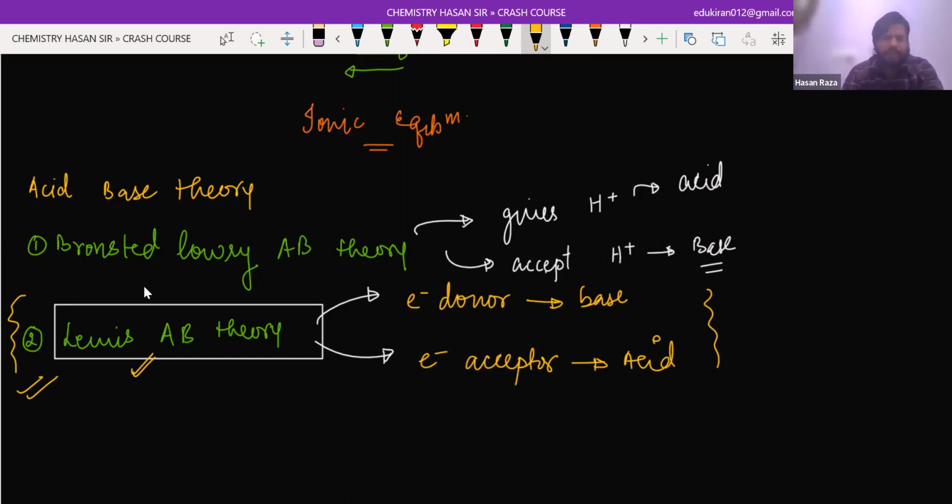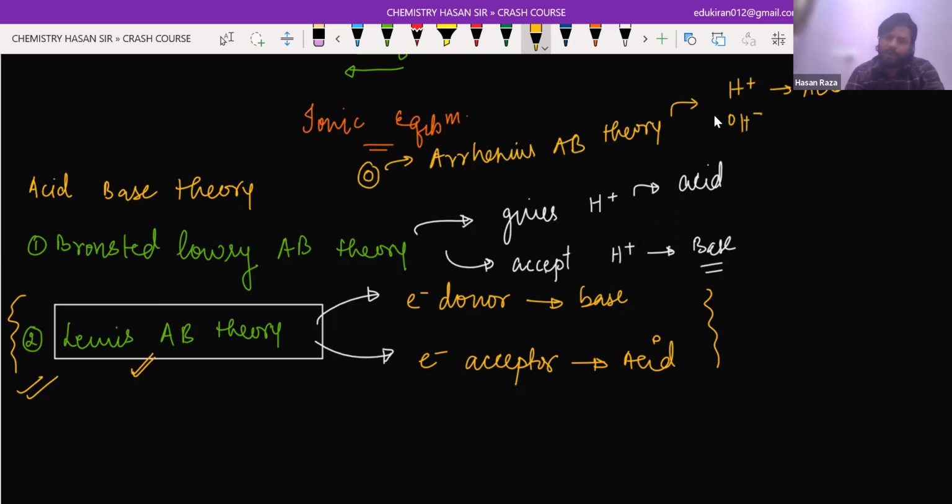There is another theory that is very important also. The zeroth one is Arrhenius acid-base theory, Arrhenius AB theory. It says that the one which gives H plus is an acid, and the one which gives OH minus is a base. After this theory comes Bronsted, and after Bronsted comes Lewis acid-base theory. Is that clear? Please do let me know.